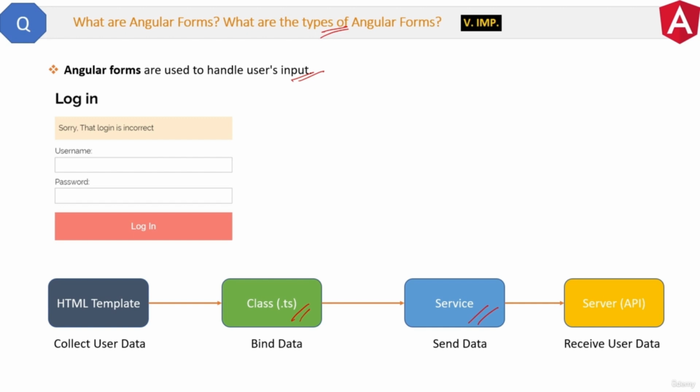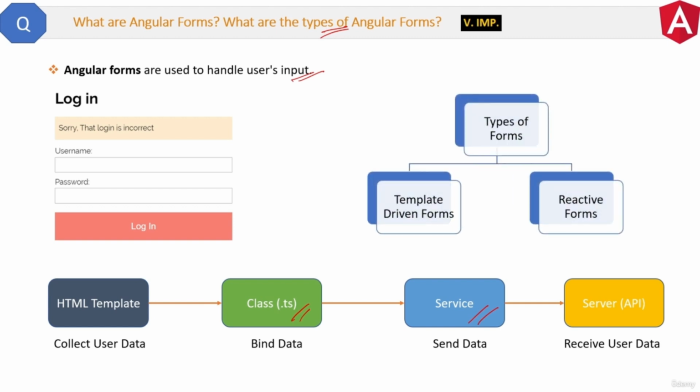Now the question is, how many types of Angular forms we have in Angular? So we have two types of forms. One is template driven form and another is reactive form. As their name suggests, in template driven forms, most of the code will be written and handled in the HTML templates only. And in reactive forms, most of the code will be written in component TypeScript class file. We will see all the differences between this reactive form and template driven form in the upcoming question. This is the answer of this question.